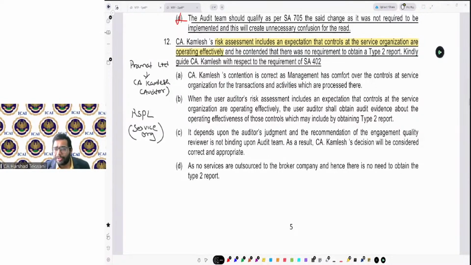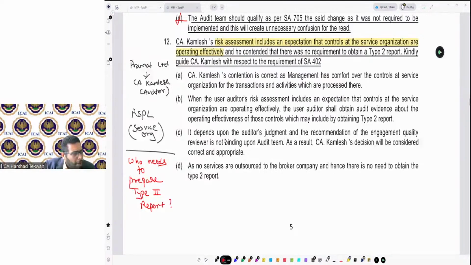And the answer to that question lies within the content of the report. So I'll discuss the answer to the question of who needs to prepare it. The answer to this particular question lies in the content of the report.